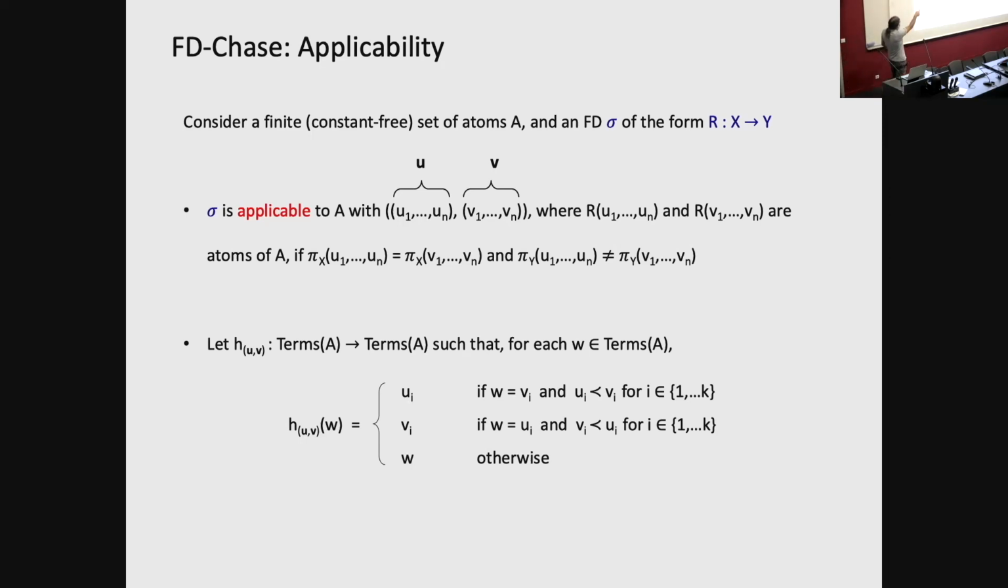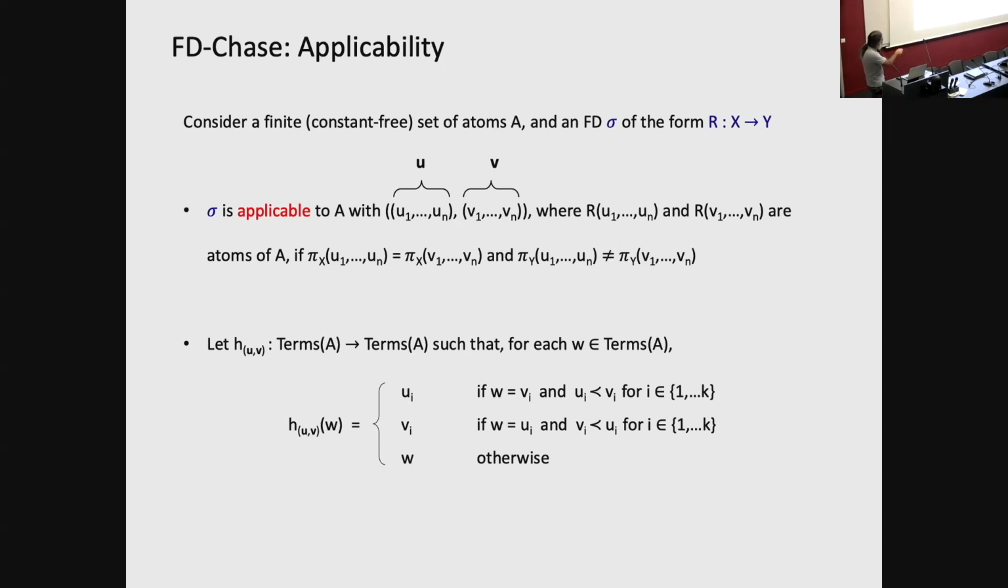Now here, since I assume constant-free sets, essentially these are sets of variables, right? So this function is from the variables in A to the variables in A, such that for each such variable in A, this function will tell us what to do with this variable W. Are we going to replace it or are we going to leave it there? Let's see what this function says.